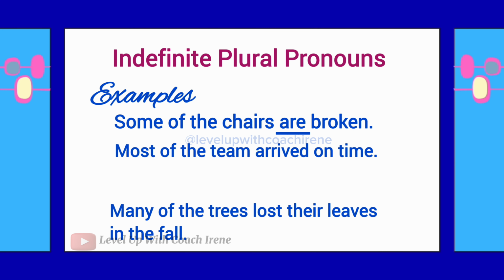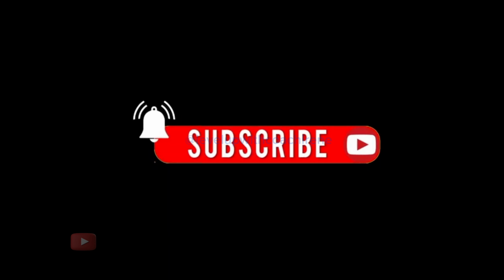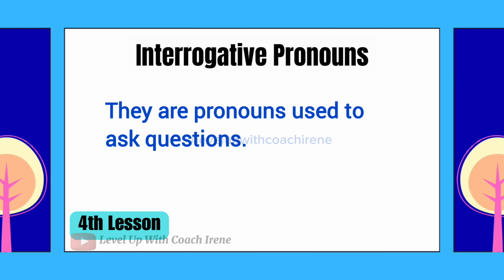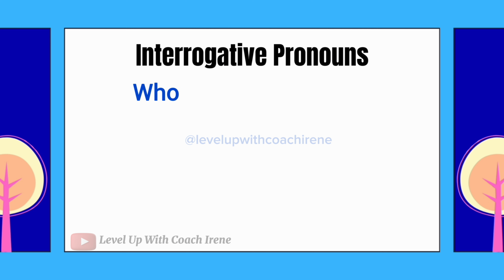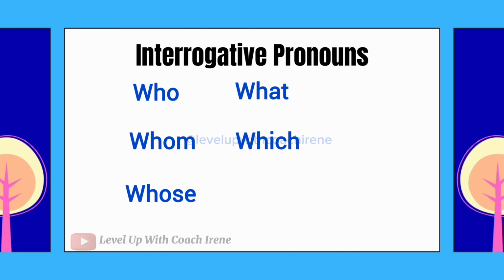To proceed, we're going to be talking about interrogative pronouns. Interrogative pronouns are pronouns used to ask questions. They help to gather information about people, things, or choices. These pronouns typically appear at the beginning of a question. They include who, whom, whose, what, which.